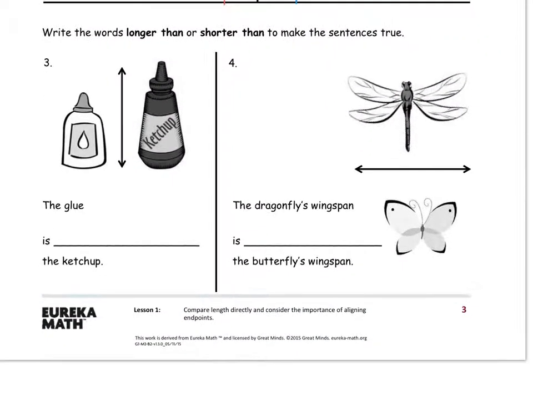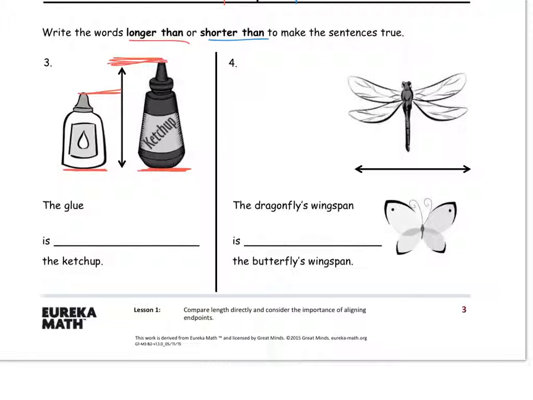So down below for number 3, I see my directions. Write the words longer than or shorter than to make the sentences true. So I'm going to line up my endpoints. And this first one for 3 here, I'm looking at glue and ketchup. Very good combination there. So I'll put a line across for the glue and one across for the ketchup, and I see that the glue is shorter than the ketchup, or the ketchup is longer than the glue.